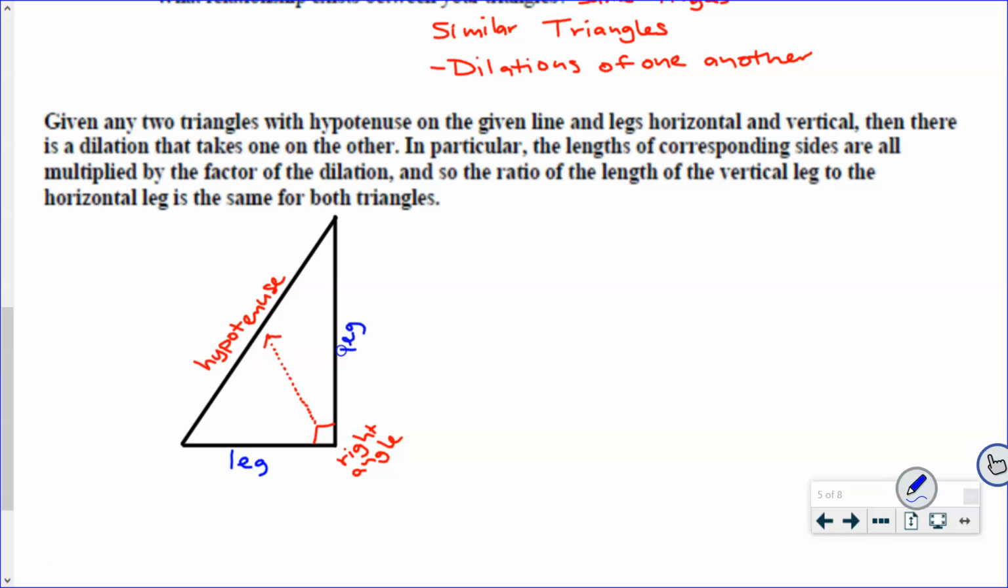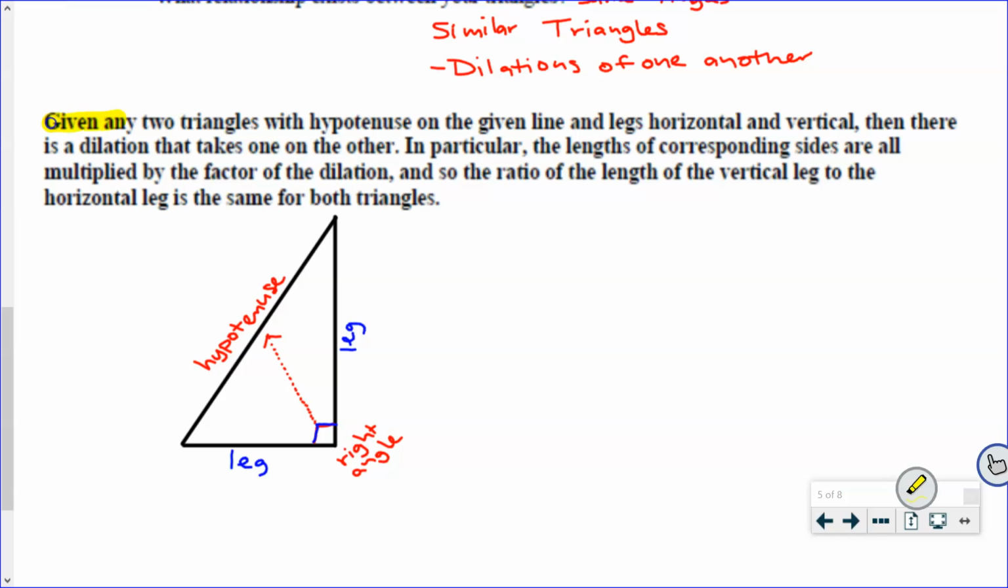The legs of the triangle are the ones that help to form that right angle. Okay, so the right angle is formed by the legs, and opposite that right angle is the hypotenuse. So what we need to make sense of is this.